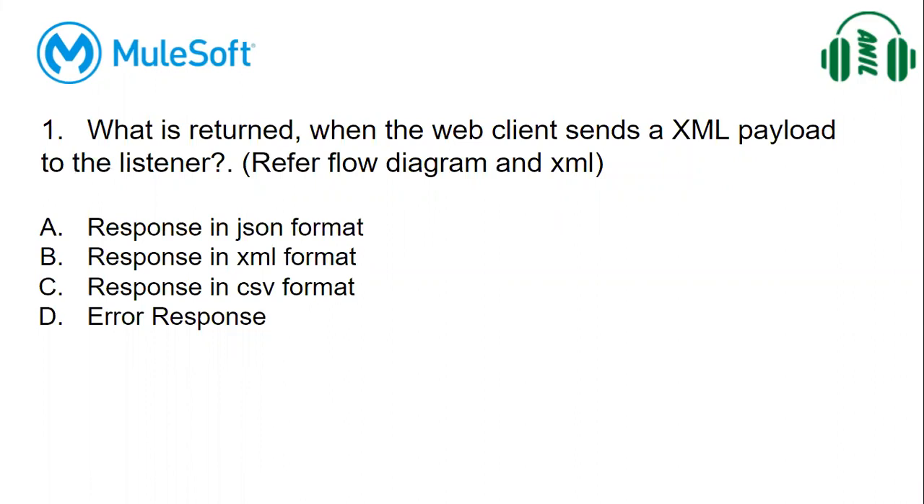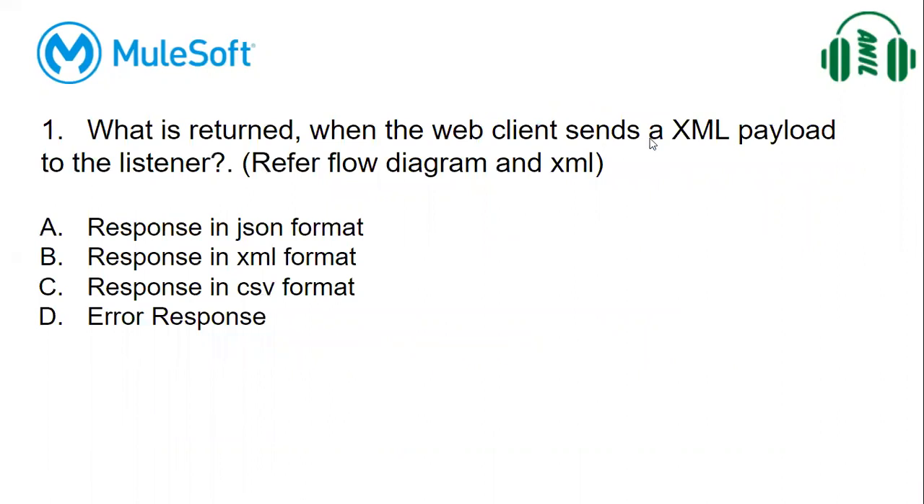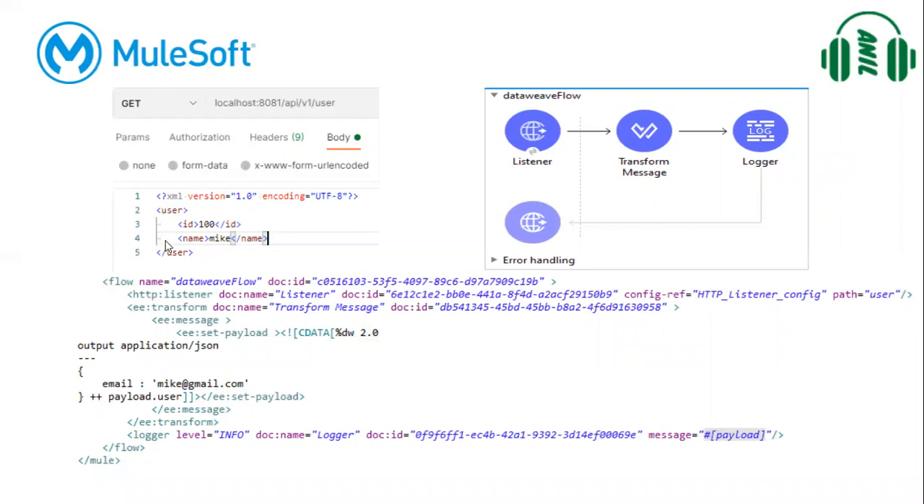What is returned when the web client sends a XML payload to listener? Refer the flow diagram. So here this is a flow diagram and this is XML code and this screenshot is from the Postman. So here we are sending XML payload. See here he is also saying that sends XML payload to the listeners. So we are sending XML payload to this listener and then we are transforming data. You can see here the code.